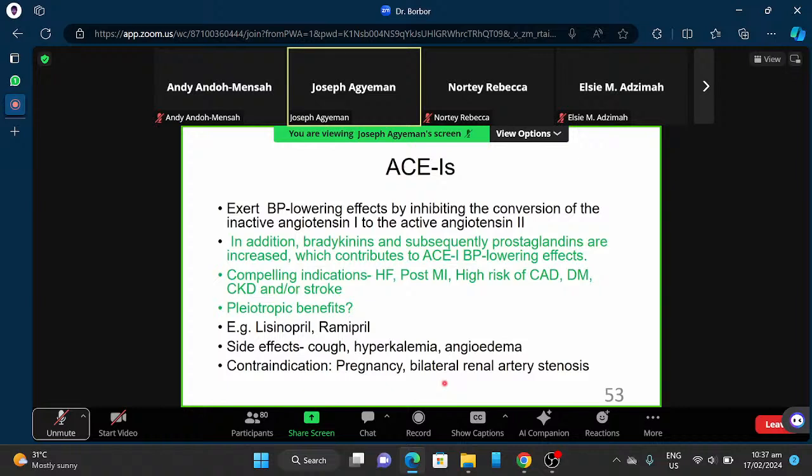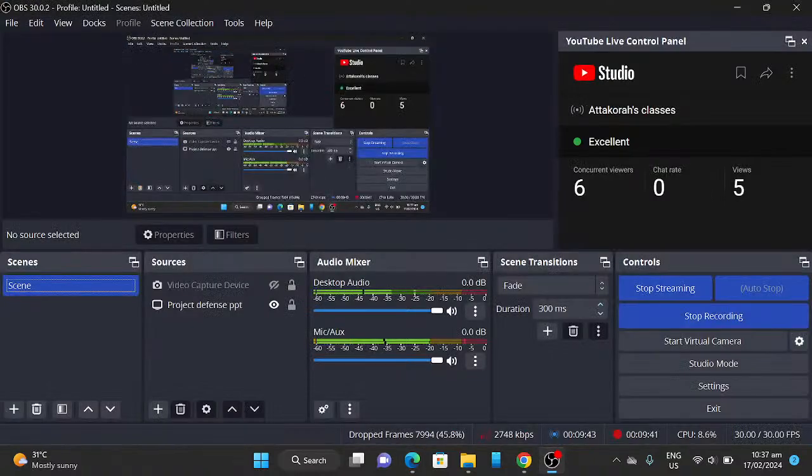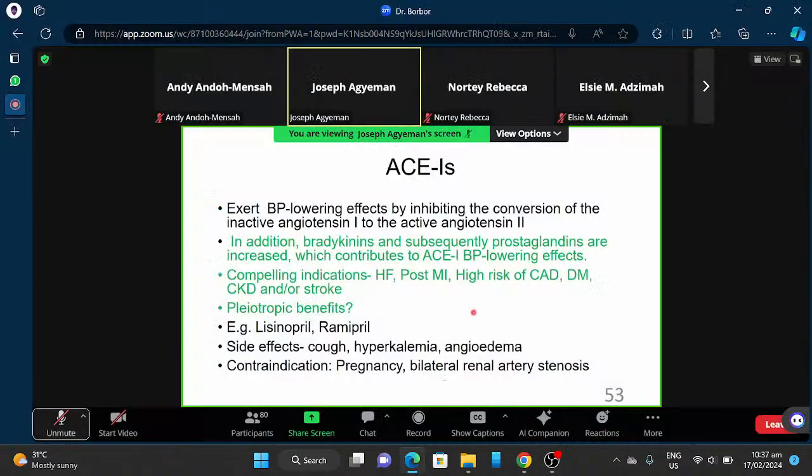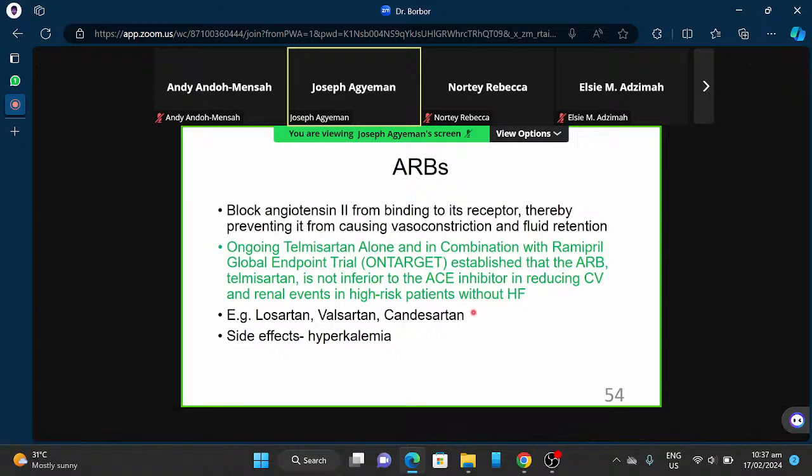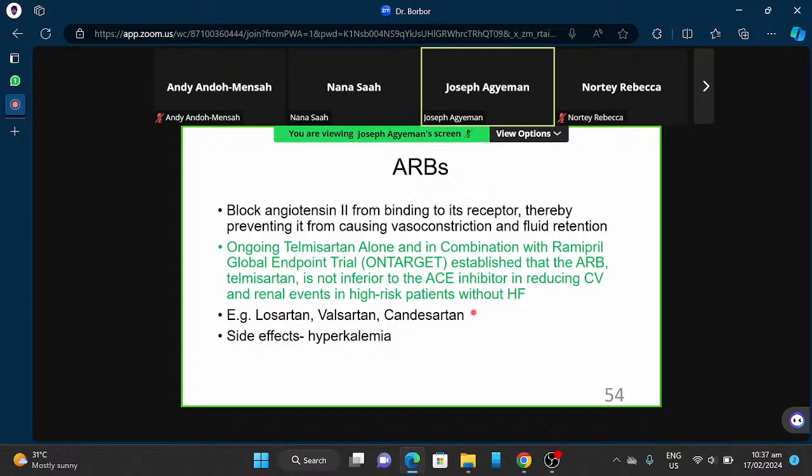So ACEIs, their mechanism and the end result are almost similar to those of ARBs. ARBs share common characteristics, benefits, and side effects with ACEIs. Just that their mechanism is different, and there could be slight differences in some of their side effects or responses. The ARBs would not block the production of angiotensin 2, but would rather allow angiotensin 2 to be produced. But the receptor that it is going to utilize to exert its effects is blocked by ARBs.